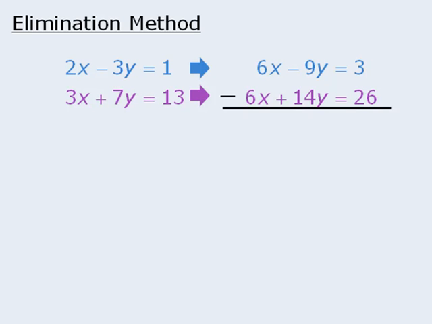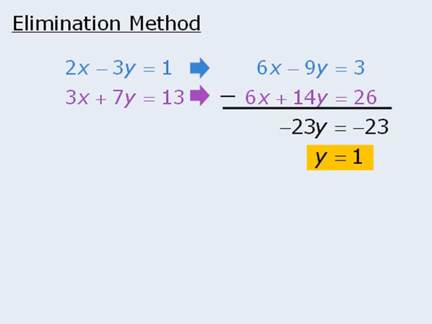So when we subtract 6x minus 6x, the x's cancel out. Next we have -9y minus positive 14y, which gives us -23y. Finally, when we subtract 26 from 3, we get -23. At this point, we can solve this equation by dividing both sides by -23 to get y equals 1.